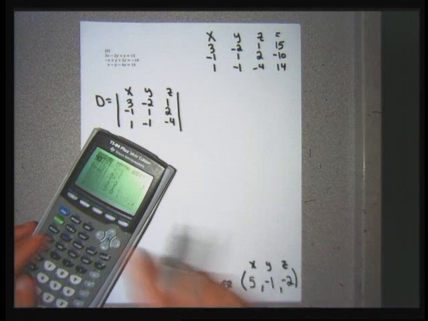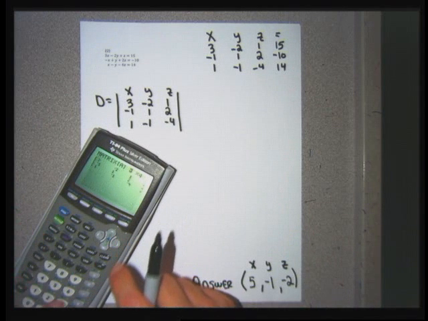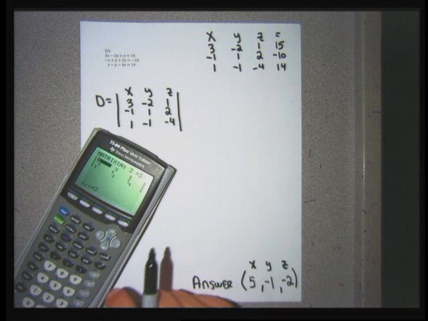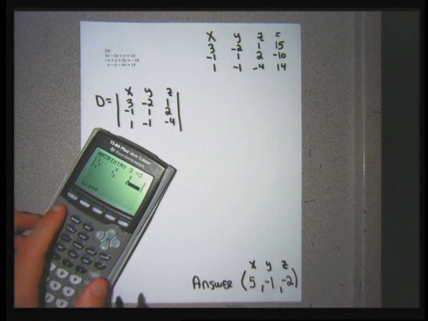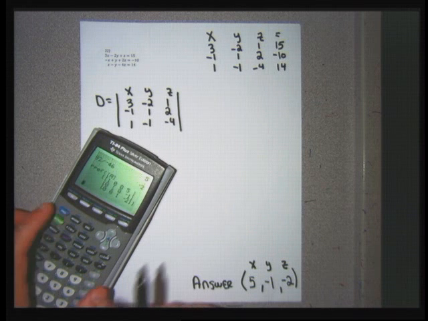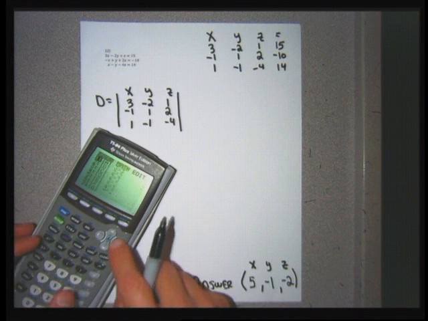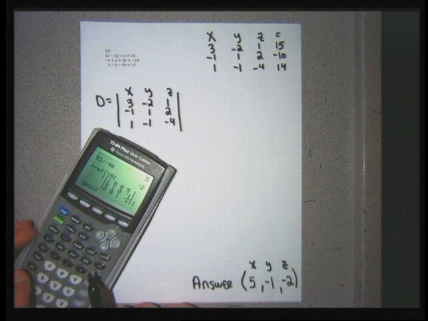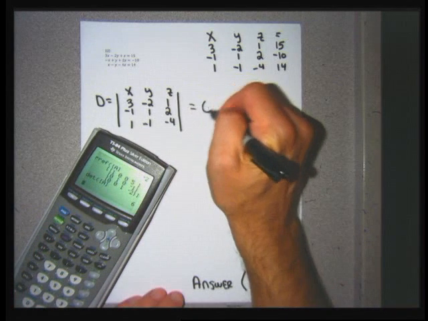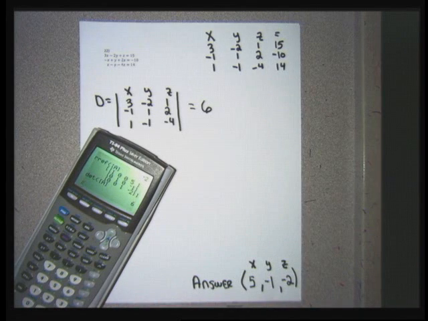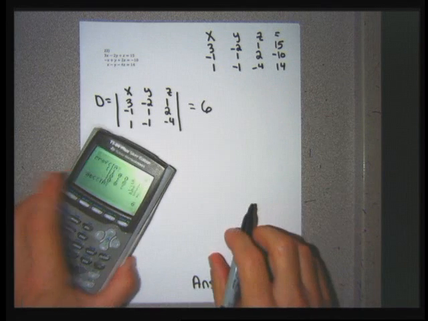I'm going to go second matrix, edit. This now is a 3 by 3 matrix. And I type the numbers 3, enter, -2, enter, 1, enter, -1, enter, 1, enter, 2, enter, 1, enter, -1, enter, 4, enter. Then I do have the matrix in, second quit, second matrix math, determinant, second matrix names, enter. This first determinant comes out to be 6. I have 3 more determinants to do.